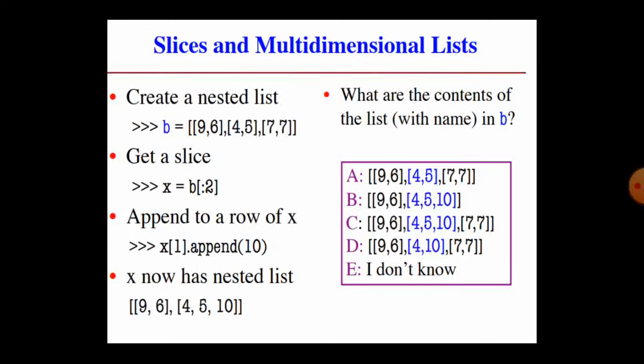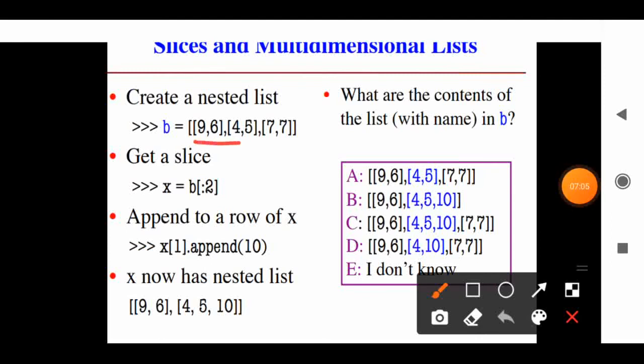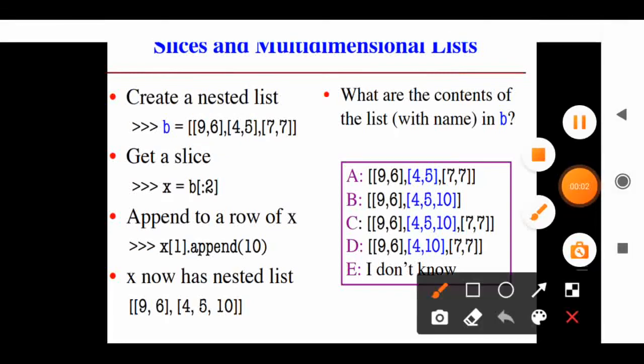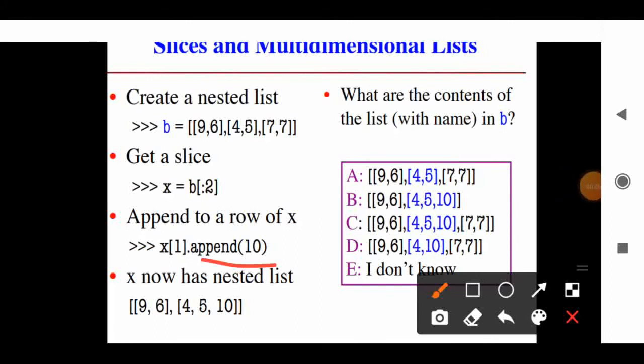The next one is slicing a multi-dimensional list. For example, we have created the list b equal to 9, 6, 4, 5, 7, 7. If you want to use slicing, b of 2 means what will the result be? These two elements alone will be displayed. If you append a value, what is meant by the append function? You are adding a single element to the list. Append of 10 to x of 1. x of 1 is what? This is 0, 1, 2. So x of 1 will add the element 10 and display the result.